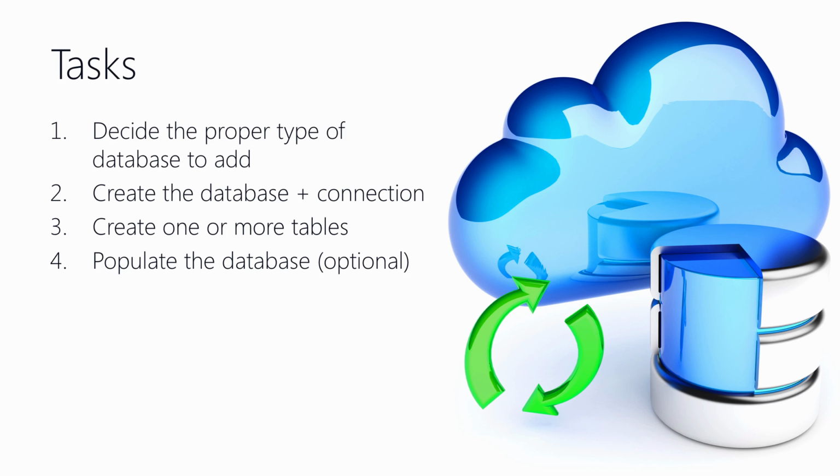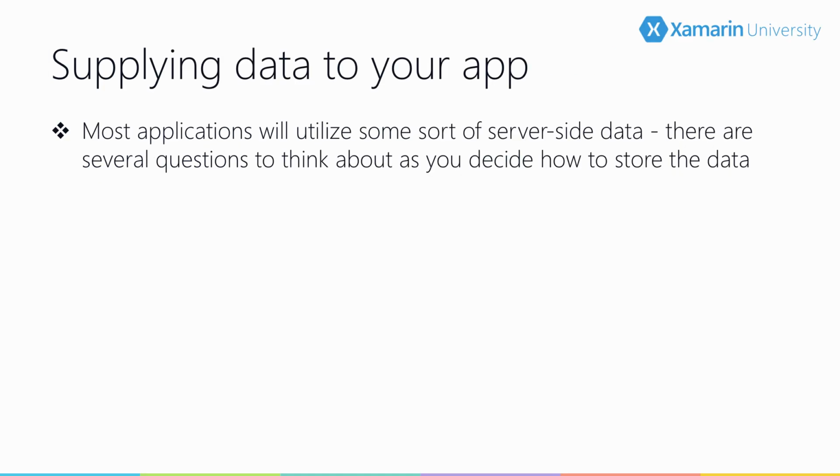So here we're going to talk about what the proper type of database is to use for our application. And then we'll see how to create the database, how to create the connection, and of course a database is going to need some tables to store information in. We'll see how to do that, and we'll put some data into the database. Now, most applications are going to use Azure to store and retrieve data in some form. As you saw earlier, Azure has a variety of data services to store a variety of types of data.